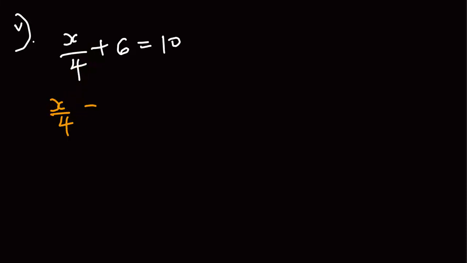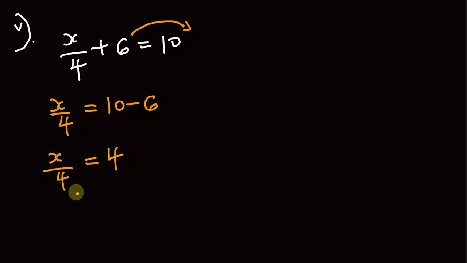Example number 5. What if we have x over 4 plus 6 is equals to 10? How can we solve it? It's a fraction. The same concept. It will be x over 4 is equals to 10 minus 6. I will take 6 to the other side. This in turn becomes x over 4 is equals to 10 minus 6 is 4.